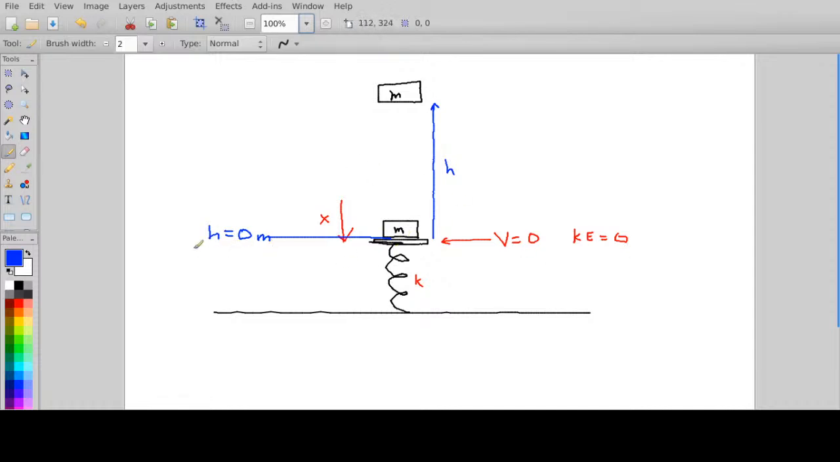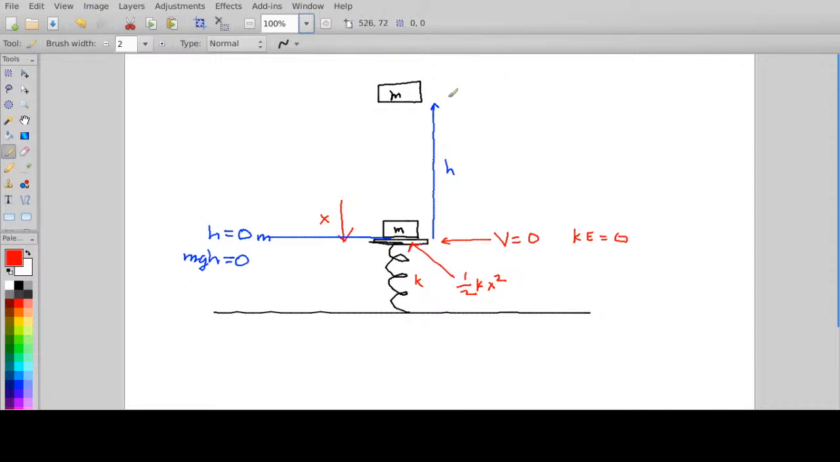Well, if h is equal to 0 there, then guess what your potential energy due to gravity is? Your potential energy due to gravity is 0. So all of the energy down here is due to 1/2 k x squared. That's it. That's all your energy down here. And that's easy to calculate because in principle I've given you x and I've given you k. That's the energy right there.